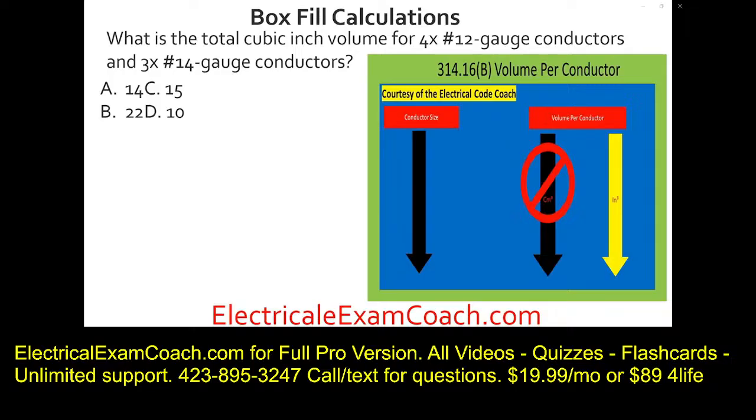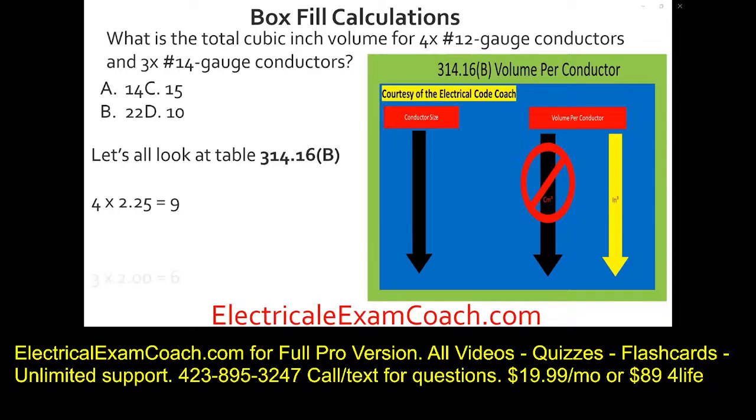What is the total cubic inch volume you would calculate for 4 12-gauge conductors and 3 14-gauge conductors? First thing we're going to do is head to our table. Now we have to do some simple math. Let's grab all of our 12 gauge conductors first. We have 4 of them. Multiply it by 2.25. That equals 9 cubic inches.